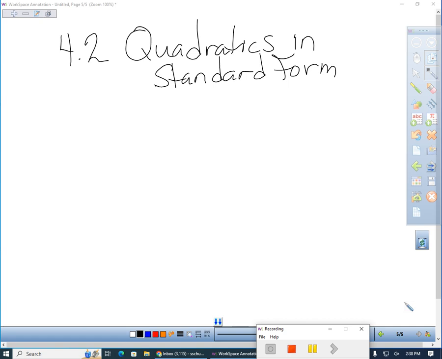Doing 4.2, which is quadratics in standard form. Now, the only thing different between vertex form and standard form is finding the vertex. That's it. Okay? Everything else is exactly the same as yesterday. The only difference is finding the vertex. So that's where we're starting.